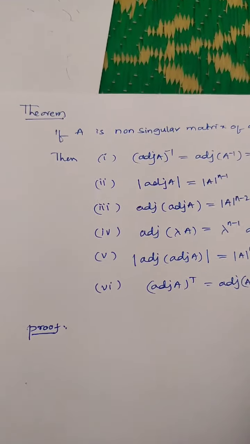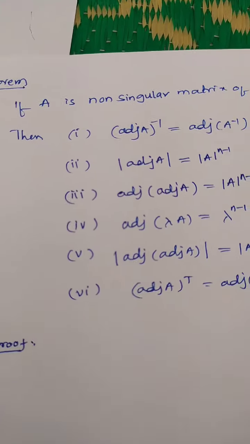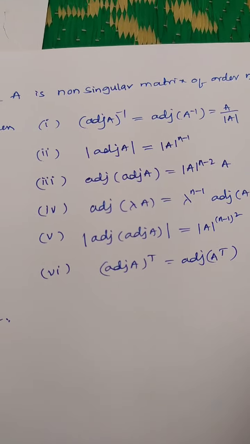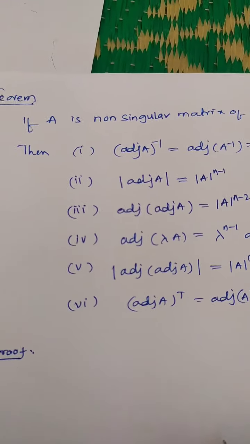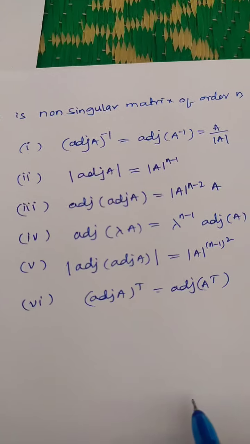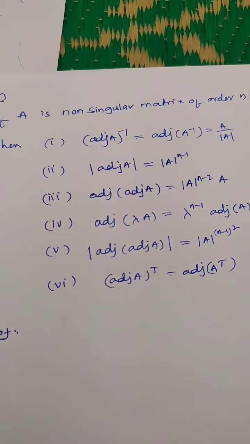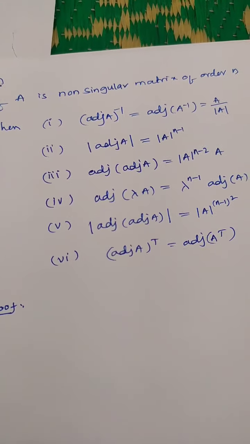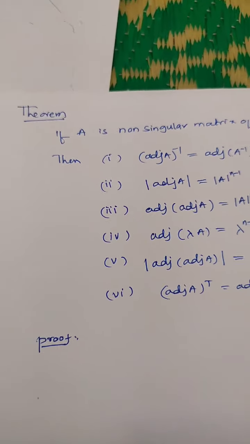Students, today I am going to teach another theorem. The theorem statement is, if A is a non-singular matrix of order n, then we have to prove the following 6 equalities. Non-singular matrix means whose determinant is not equal to 0, and we can find the inverse of the matrix. So using that condition, we have to prove the following 6 equalities.